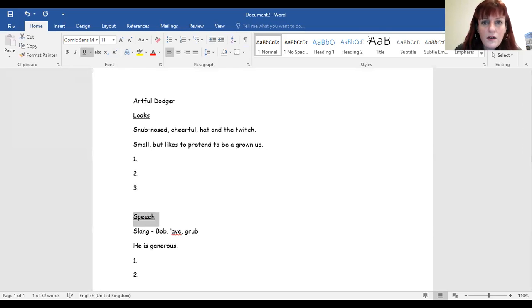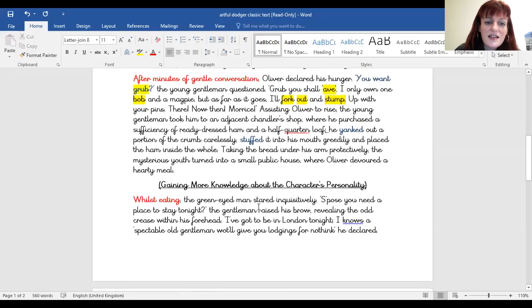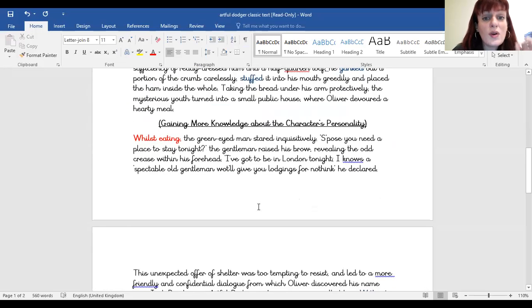Right. Okay, last of all, last thing to look at is getting to know more about his personality through his actions. So we have done his looks, we've done how he speaks and what he says, and how that describes his character. Now through his actions, because they say actions speak louder than words. Okay, so in this last part here, it talks about him staring inquisitively at Oliver, and that tells us that he's very interested in him.